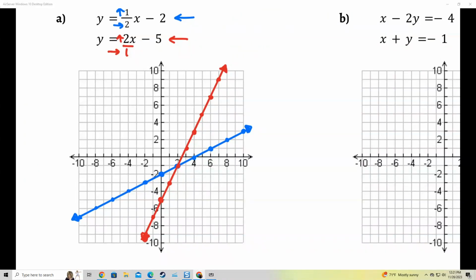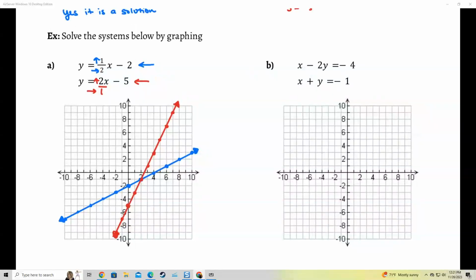Remember, in order for it to be a solution to the system, it's got to be on both. So this dot right here, it works for the red one, but it doesn't work for the blue one, right? It's on the red line, but it's not on the blue line. And this dot right here, that dot works on the blue line, but it doesn't work on the red line.